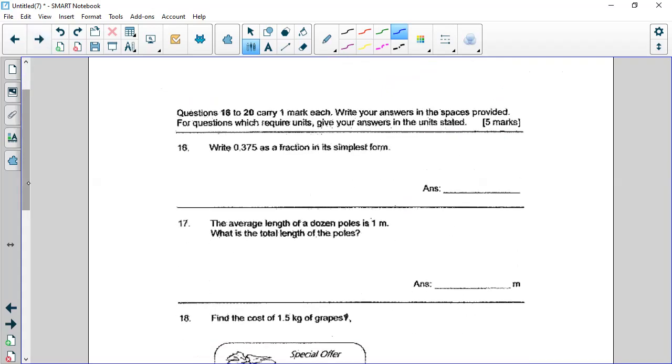Now, how do you convert the decimal into a fraction? This is a 3 decimal place, so you will need to write out of 1,000. 3 decimal place means 3 zeros, 1,000. Then for simplest form, you have to do working, divide by 5. I'm going to use my calculator to do it a bit faster. So 375, you divide by 5, you will get 75. And then 1,000 divided by 5, you get 200.